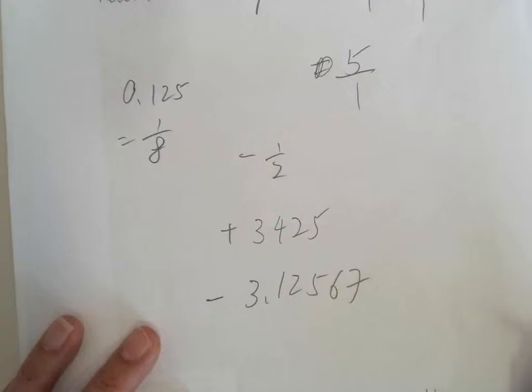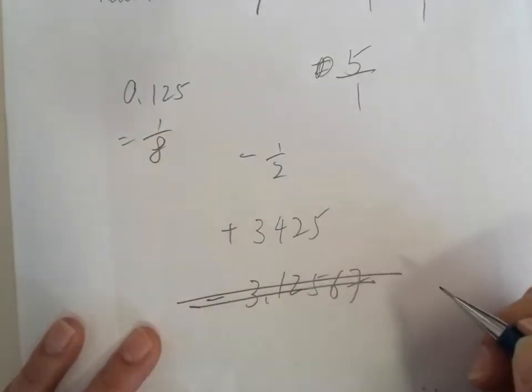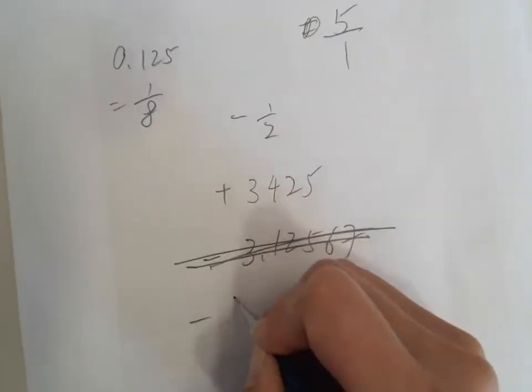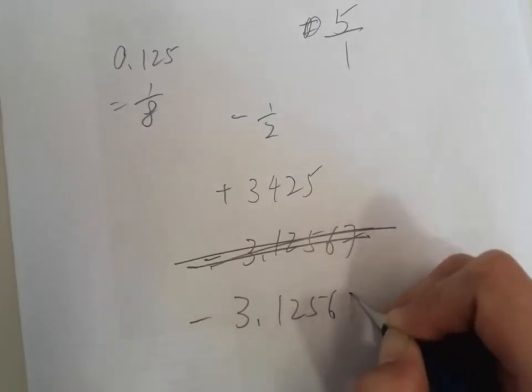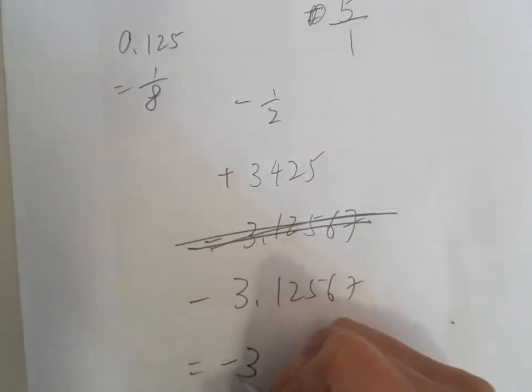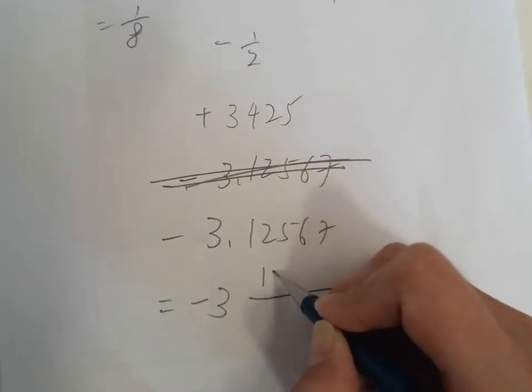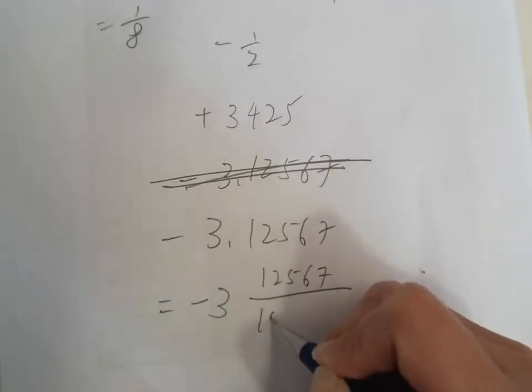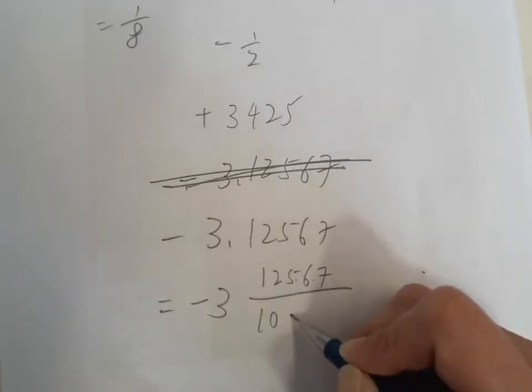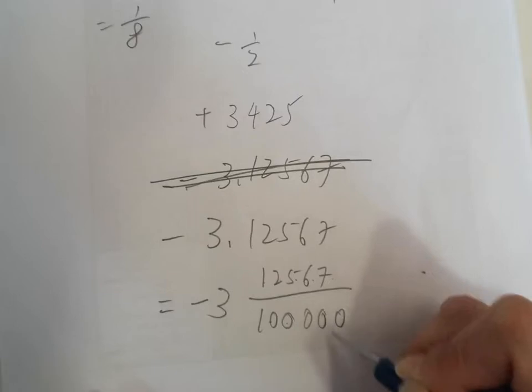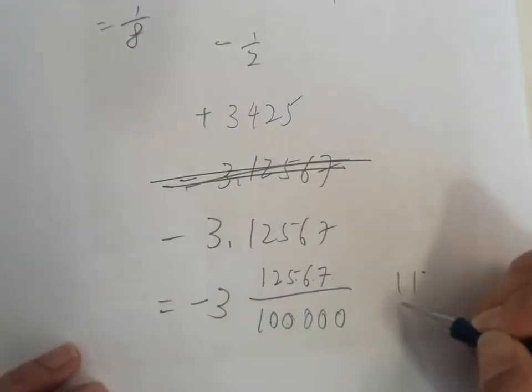No, this cannot be written in fraction. Sorry, oh yeah, it can. So sorry, negative 3.12567 could be written as negative 312567 over 100000. Okay, this is a fraction, so it's all right.